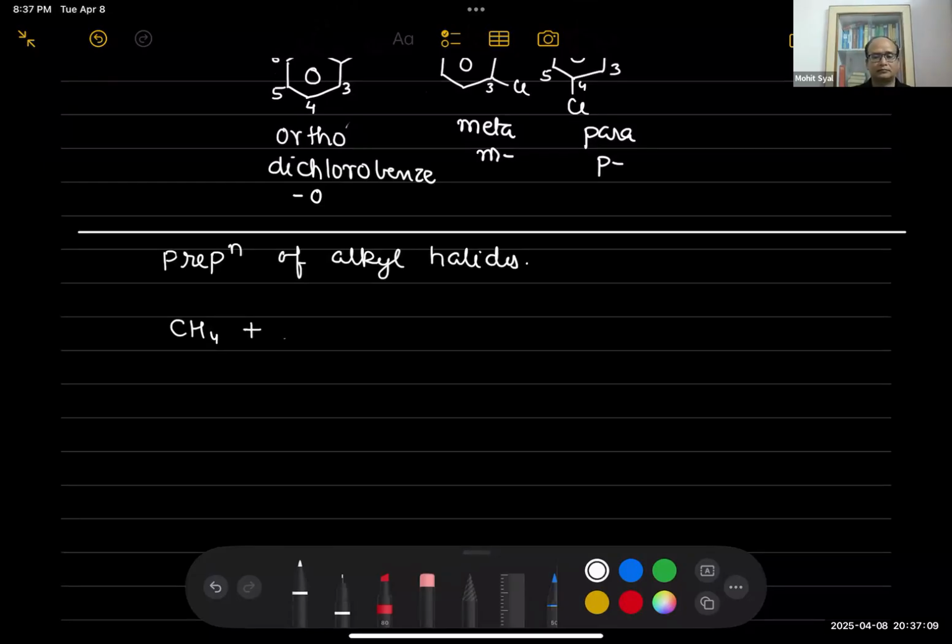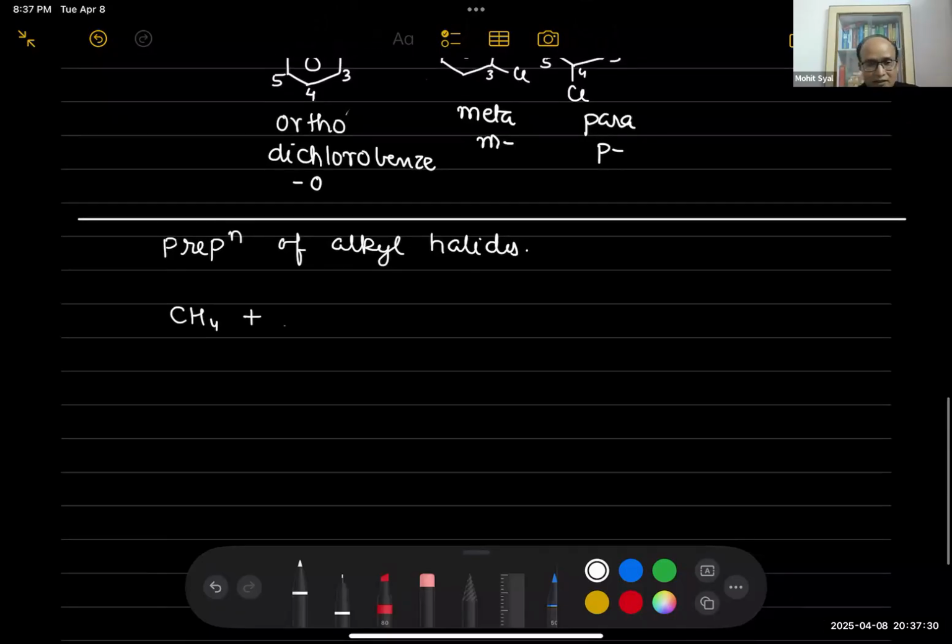Any idea? Markovnikov addition, I think. Yeah, that is for a double bond. That is also one of the methods, we will come to that.